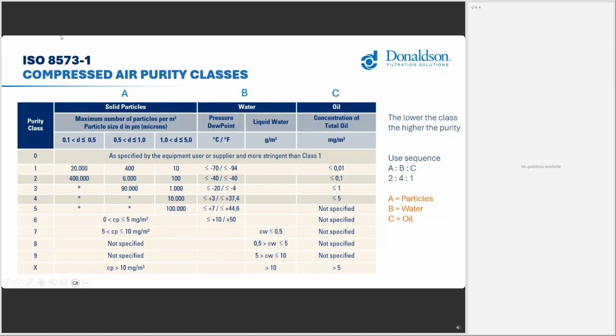So the definition of these purity classes is always in the same sequence. That means reading from left to right, the first number always stands for the solid particle, the second one for water, and the third for oil.